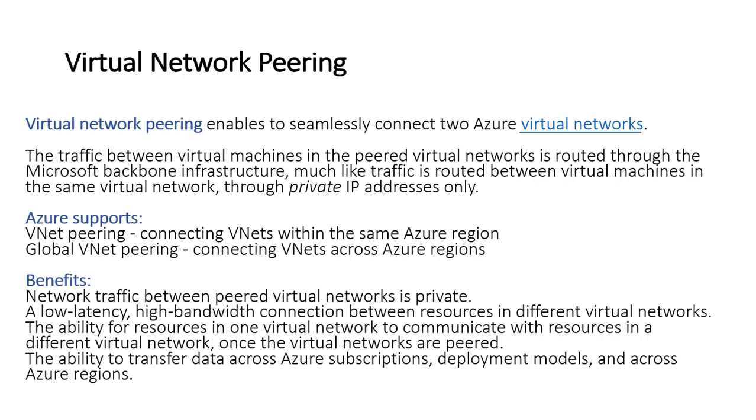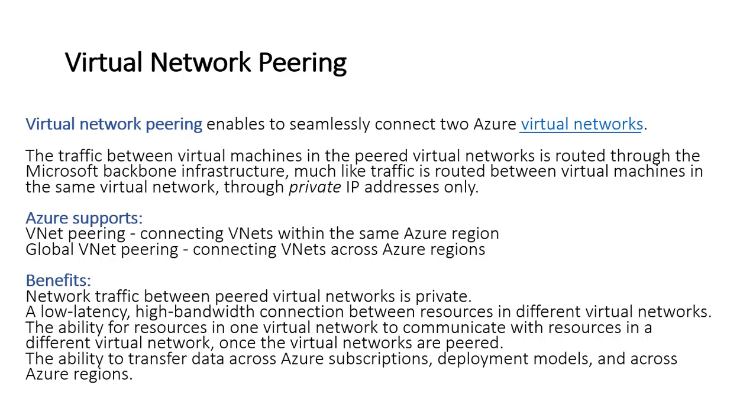The benefit of this is that it will provide you low latency, high bandwidth connectivity. Once we have the VNet peering enabled, the communication between the virtual machines in those VNets will happen locally on the local backbone of Microsoft infrastructure. And VNet peering can be established between two virtual networks within the same region, or using global VNet peering, you can have connectivity between the VNets across regions as well.